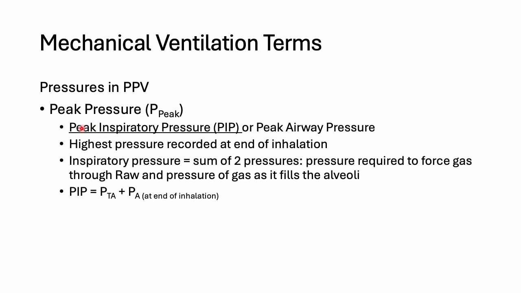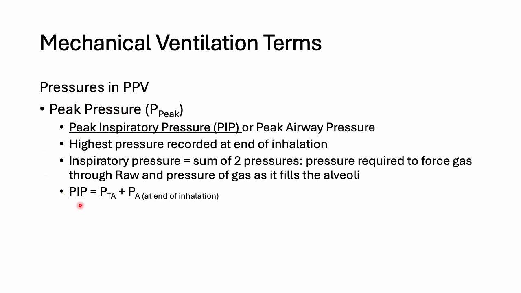Another pressure that you need to know is the peak pressure. The proper term is peak inspiratory pressure, in short PIP. Now, because PIP is very similar to PEEP, it's easier to call it peak pressure. So the peak pressure is the highest pressure recorded at the end of inhalation. The combination of the pressure that is required to fill the alveoli as well as the pressure required to overcome air resistance is the peak inspiratory pressure.